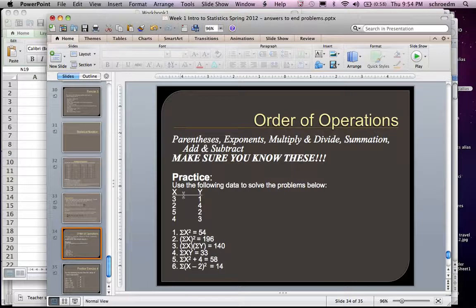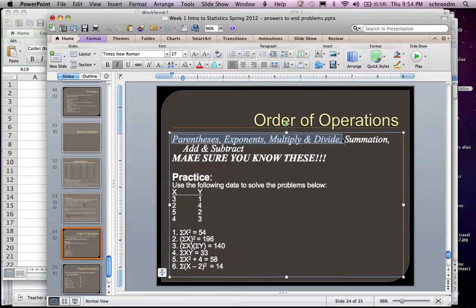Okay? Now, as far as using these ideas to really read equations, I have my x variable here, I have my y variable here, and I have a bunch of equations down here, and I have the answers right here as well. The order of operations is right up here.